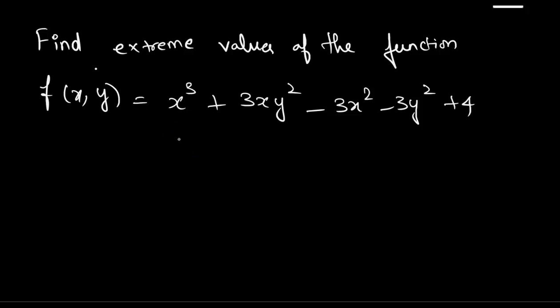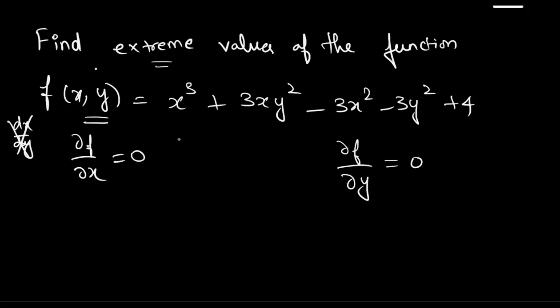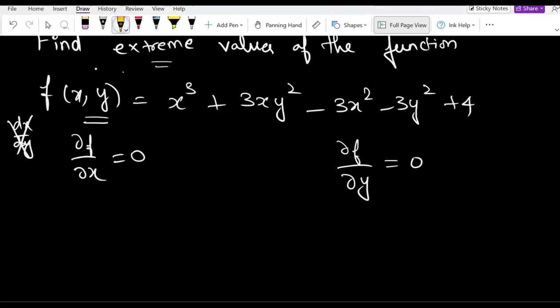Now see this question. We have to find the extreme values of this function. As I told you, in single variable, we will find the first derivative. Here it is a function of more than one variable, so I cannot write dx by dy, this is wrong, or dy by dx. So here I can say, the given function f with respect to x, I have to make it 0, and I have to differentiate the given function with respect to y and make it 0.